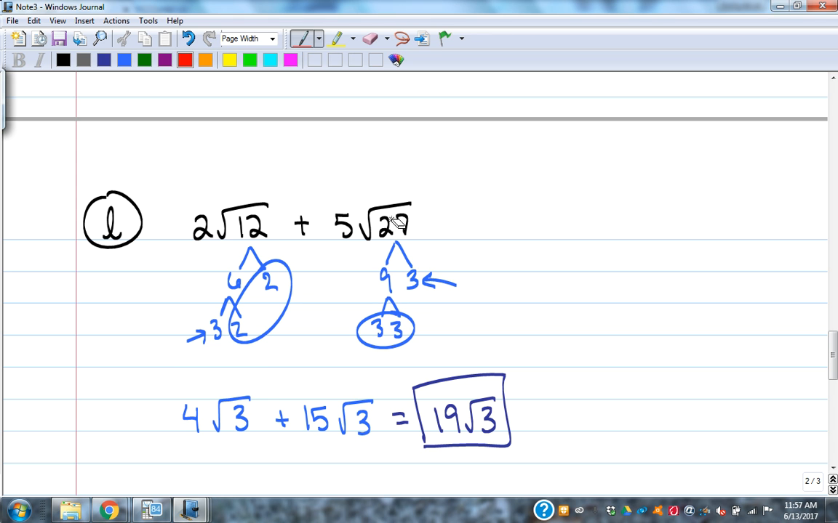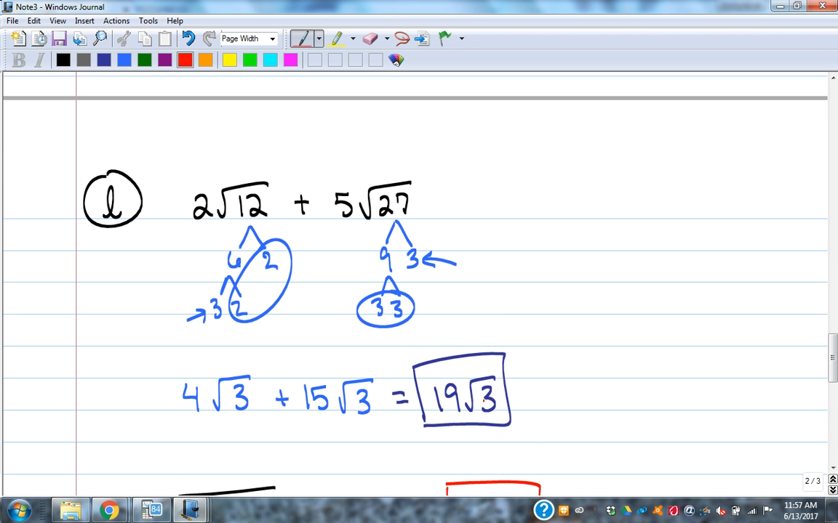And then here we have the square root of 27. We break that down to 9 times 3. 9 breaks down into 3 times 3. So there's a pair of 3s. 3 times 5 is this 15. And then we have the 3 left over. Now they are like terms. They both have radical 3s, and we're adding them together. So 4 plus 15 is 19, and then radical 3. We've got the like terms put together. Okay, so we had to simplify first on addition and subtraction.